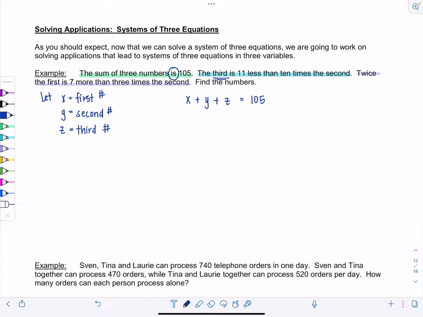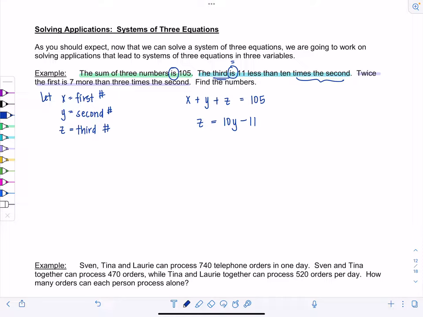The third number, which one was the third number? z is, so that means equals, 11 less than 10 times the second. This is where you need to be careful. When you say 11 less than, that subtraction comes after this term here, 10 times the second, 10 times y, and then minus 11. If I were to say I have 11 less donuts than my neighbor, and my neighbor has 13, how would you figure out how many donuts I have? You would do 13 minus 11, not 11 minus 13. Okay, so when you see that phrase less than, the subtraction comes after.